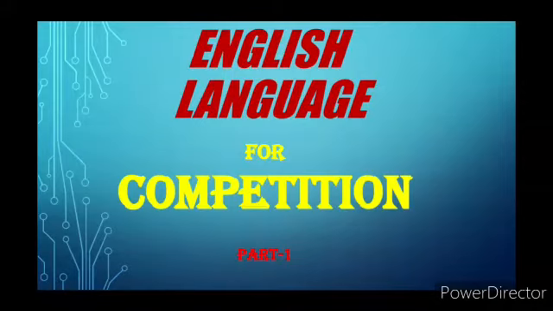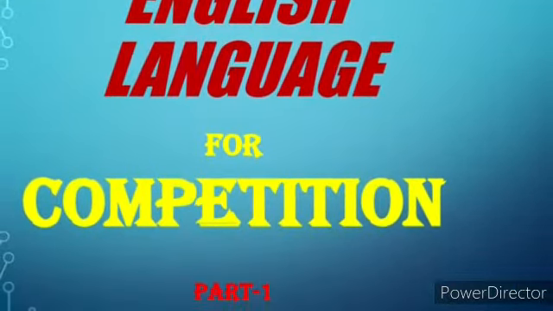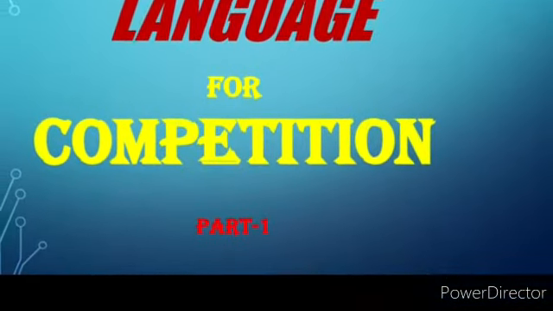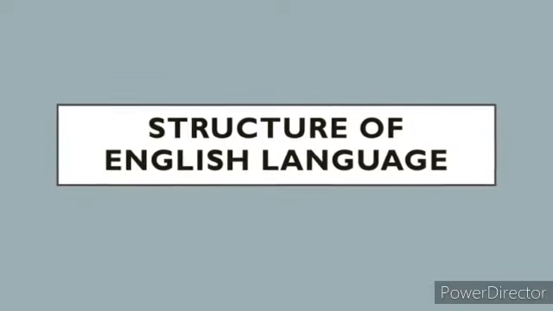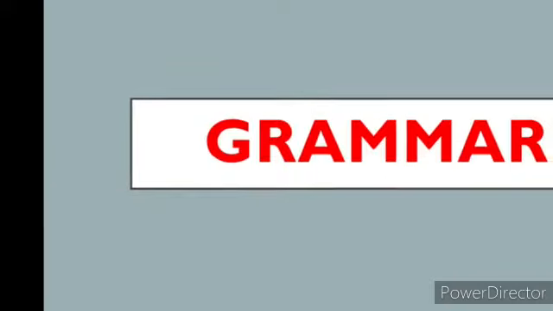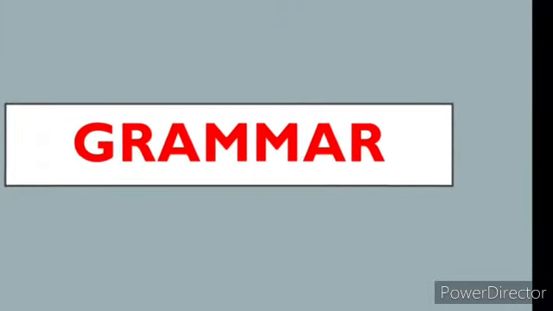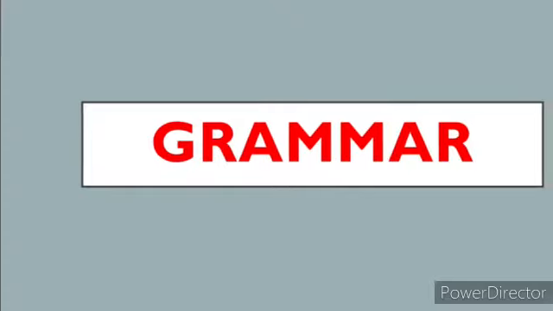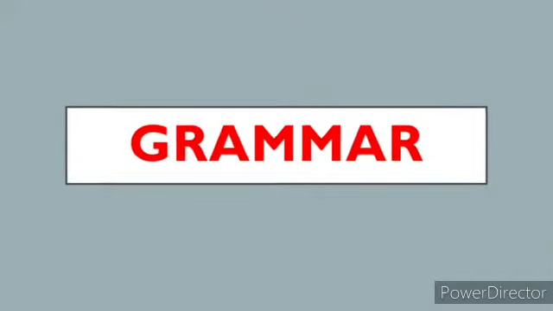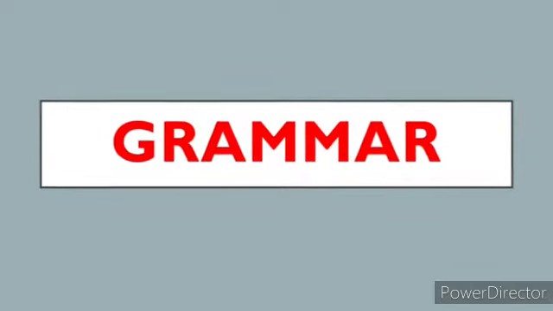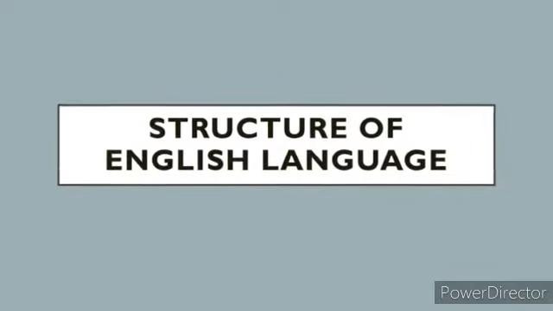This is the first video of the playlist English Language for Competition, and in this video we will learn about the structure of the English language. So let us start this topic with the definition of grammar. Grammar is the description of the rules of a language that operate at phonological, lexical, syntactic and semantic levels. Language is a structured system and the basic components of its structure are phoneme, morpheme, word, phrase, clause and sentence.